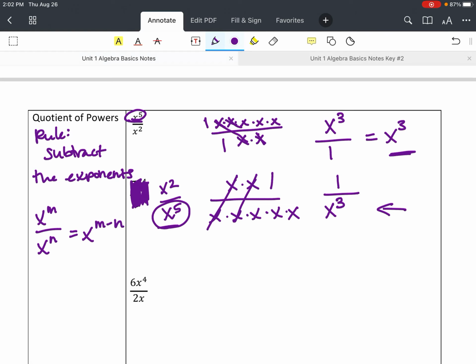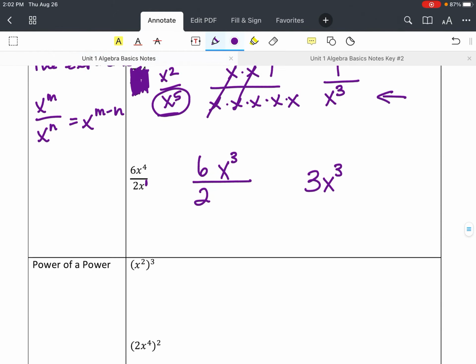Our last example is slightly different. We can look at our x's and see that we have more x's in the numerator. We have x to the 4th. In the denominator, we have x to the power of 1. Well, 4 minus 1 is 3, so we have x cubed in the numerator. And then I'm just going to rewrite 6 in the numerator and 2 in the denominator. We can divide 6 by 2 to get 3, and our final answer is 3x cubed.